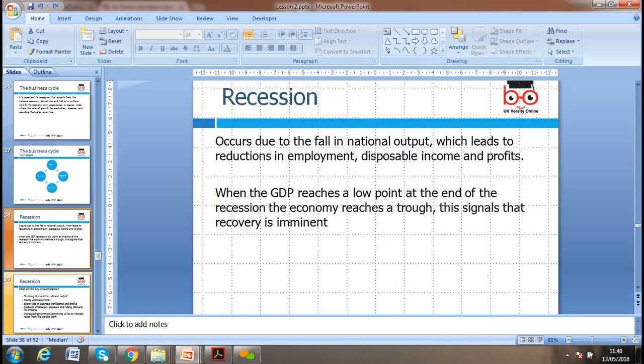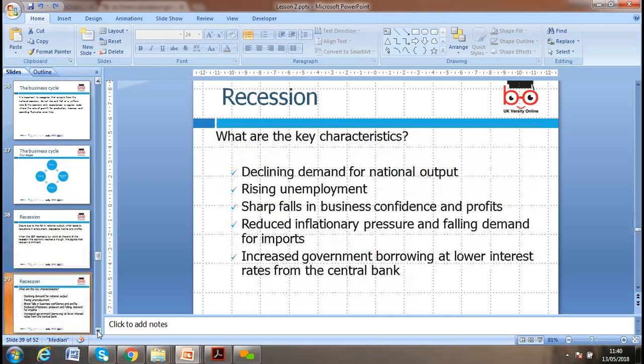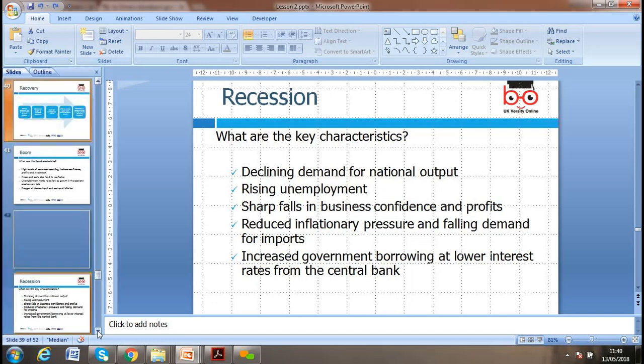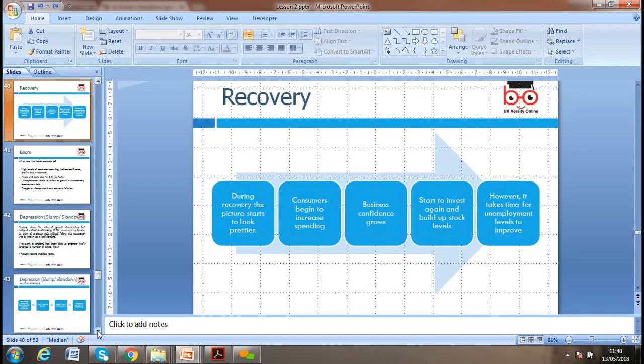Recession occurs due to a fall in national output, which leads to a reduction in employment, disposable income, and profit. When GDP reaches its lowest point at the end of the recession, the economy reaches a trough, and this is a signal that recovery is imminent. So recessions see declining demand for national output, rising unemployment, a shortfall in business confidence and profit, reduced inflationary pressures, falling demand for imports, and increased government borrowing at a lower interest rate from the central bank.